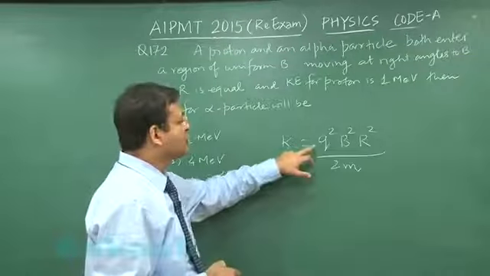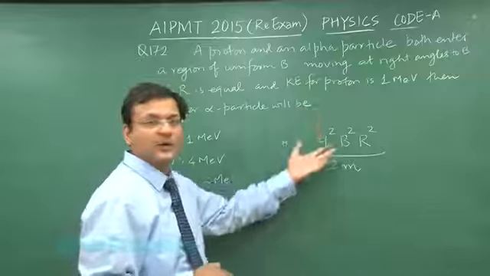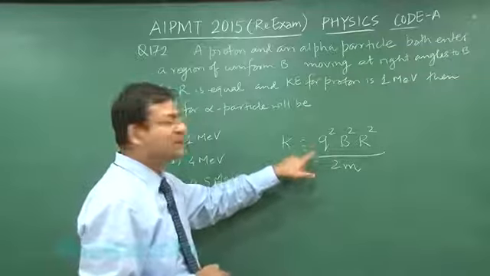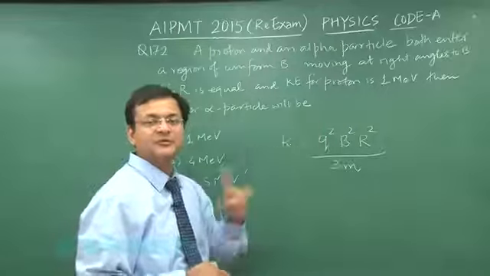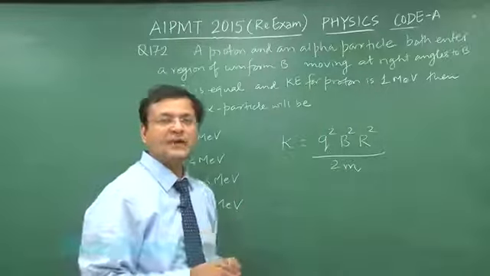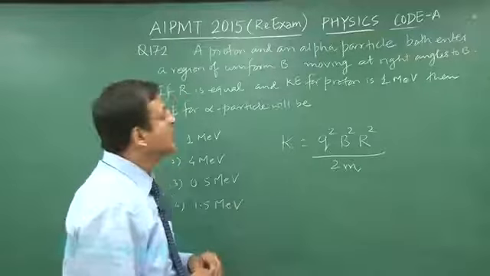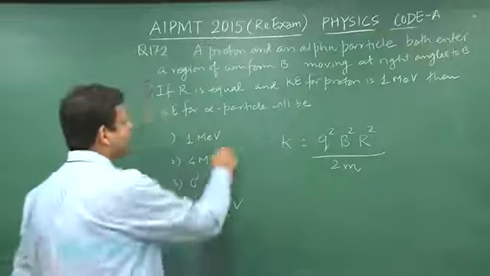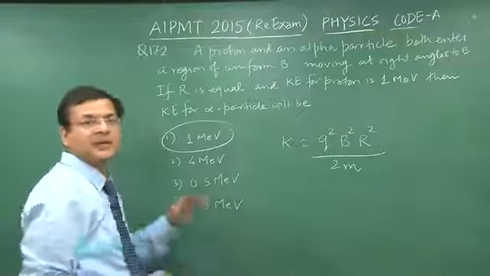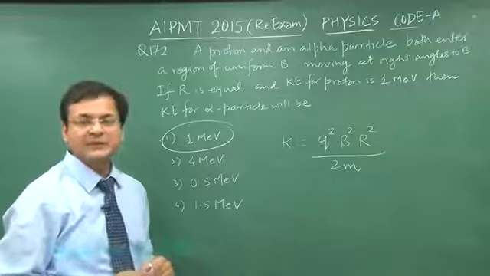If you see proton, then Q is equal to 1 and mass is 1. So K is proportional to 1. But if you talk about alpha particle, then Q is 2, 2 square is 4, and mass is 4. Once again, division gives you 1. So that means proton and alpha particle both will have the same kinetic energy in this particular question. Whatever is the kinetic energy of proton, the same will be the kinetic energy of alpha particle. So your correct answer will be 1 mega electron volt. That is the answer to question 172. Switch over to next question 173.